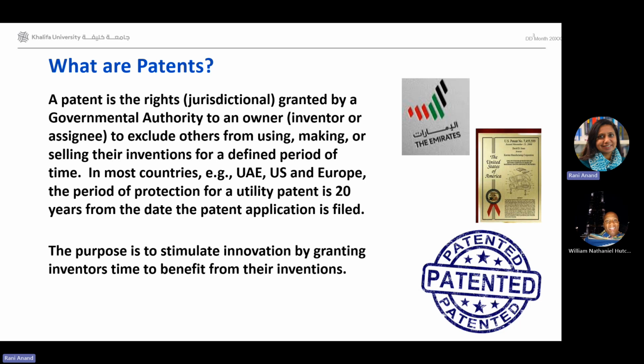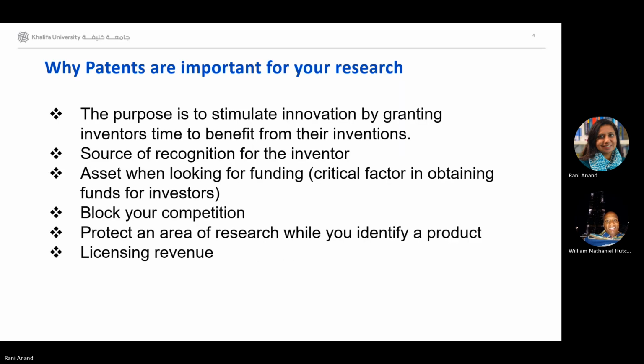The purpose is to stimulate innovation by granting inventors time to benefit from their inventions. It's very clear. It grants the inventor a benefit for their time and knowledge. Why are patents important for your research?